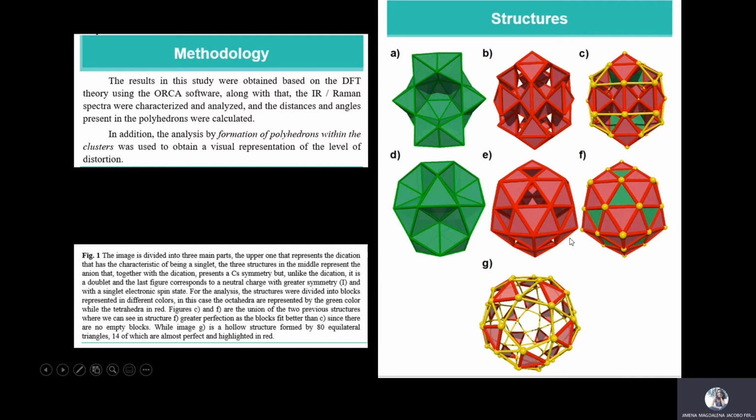In this figure, we can see in the upper part the graphical representation of the dication, which has the characteristic of being a singlet. The three structures in the middle represent the anion, which together with the dication presents a CS symmetry, but unlike the dication, it is a doublet. And the last figure corresponds to the neutral charge, with greater symmetry and a singlet electronic spin state.